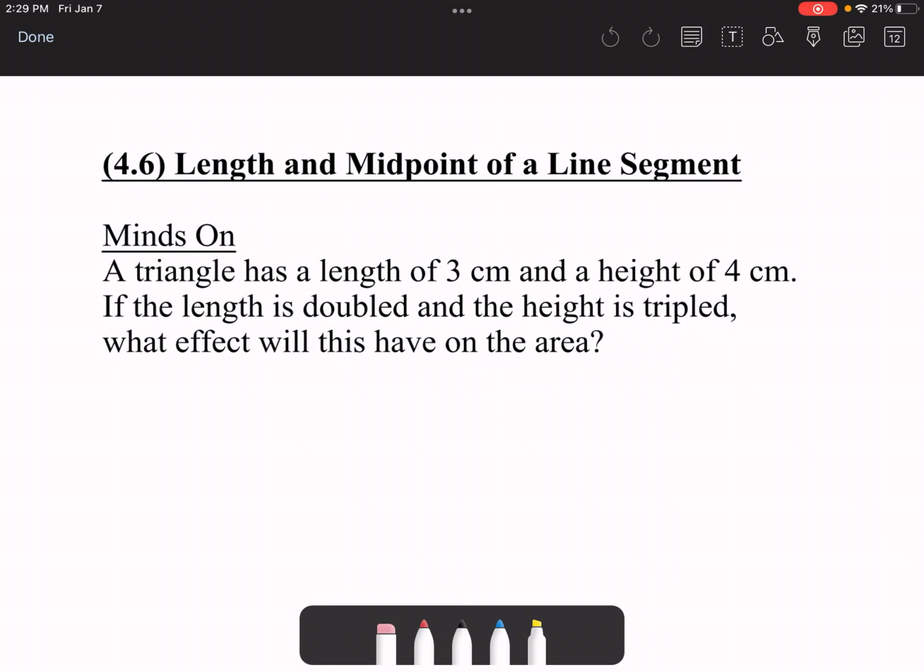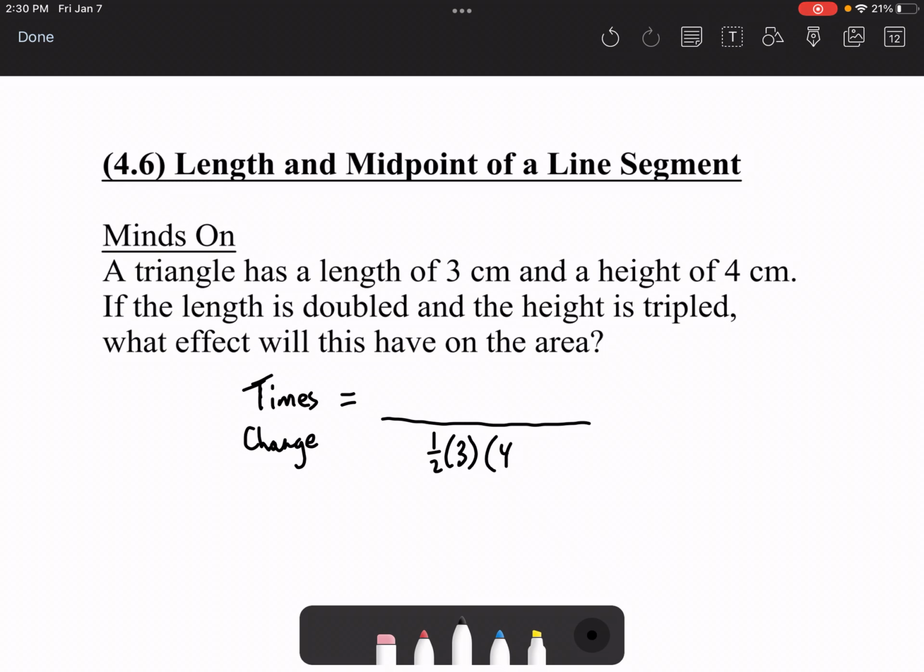Okay, so now that you tried that, let's see what you should have gotten. I'm going to see how many times difference this is. We're going to look at the area of the original. If it's a triangle, it's given by half times the base times the height. Base is 3 in this case, and the height is 4. While the new triangle is double that length, so double 3 is 6, and triple the height is now 12.